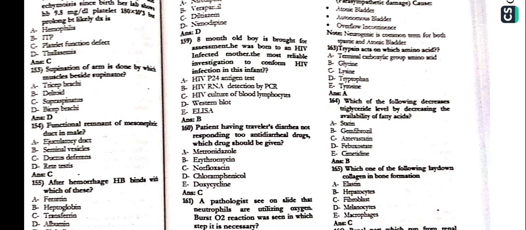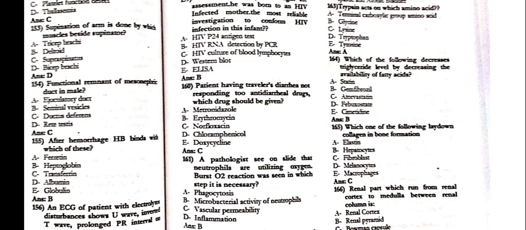159, a 8-month-old boy is brought for the assessment. He was born to an HIV infected mother. The most reliable investigation to confirm HIV infection in this infant would be HIV RNA detection by the PCR.